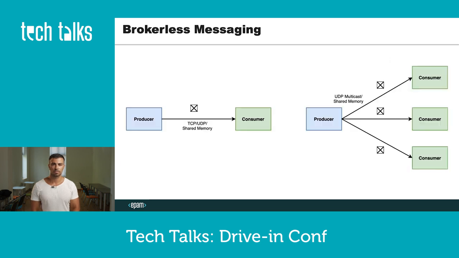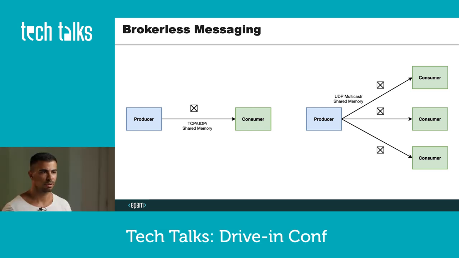So nowadays we have mostly two types of messaging integration, brokerless and with a broker. Brokerless is usually much simpler in terms of topology. We just have a producer and consumer, and then they can integrate with TCP, UDP or shared memory. And of course we can have multiple consumers in some cases where UDP multicast is allowed, or we can integrate them as well with shared memory.